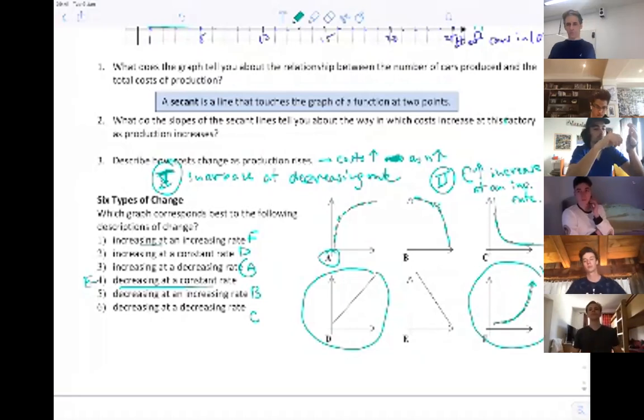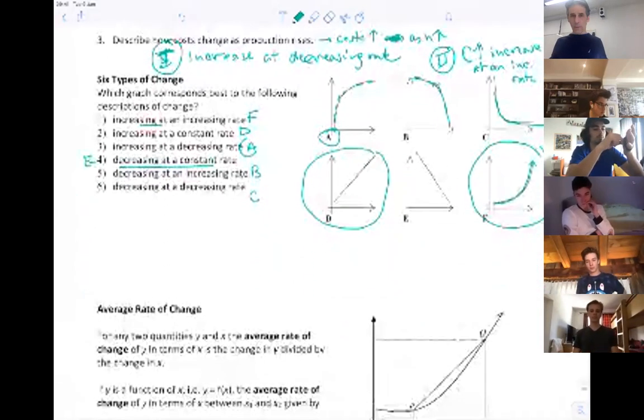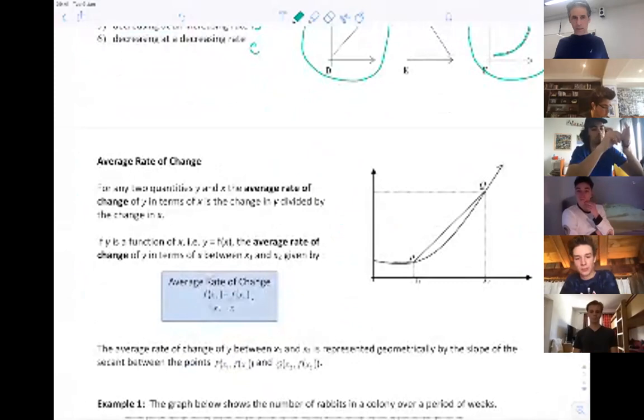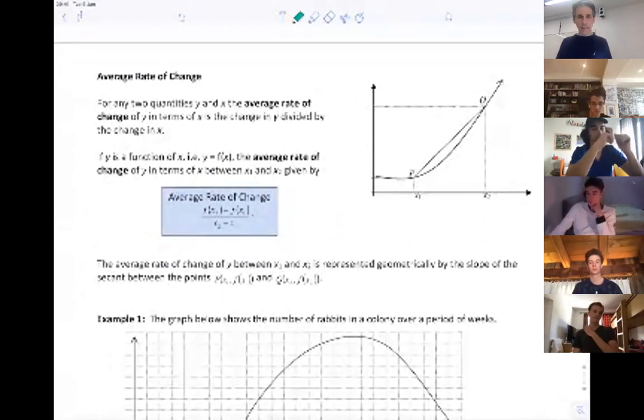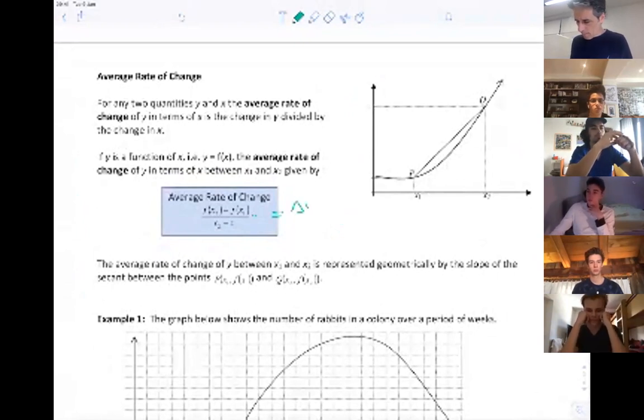Okay, good. All right, so let's put a little bit of mathematics to this. If you turn the page over, that's the average rate of change. When we're looking at these secant lines and measuring the slope, what we're actually measuring is called the average rate of change. You're taking the change in y and dividing by the change in x.